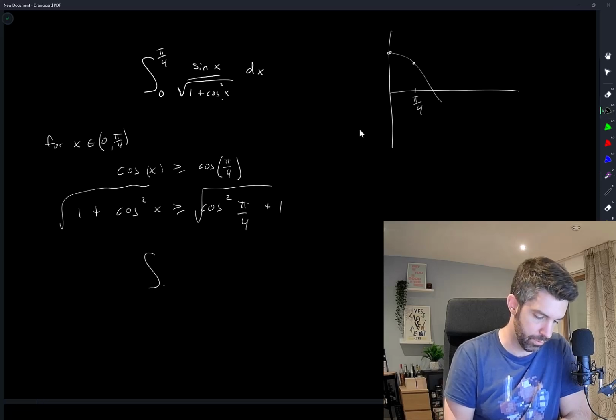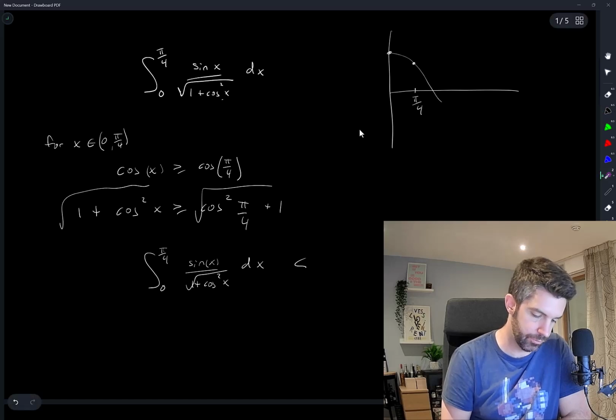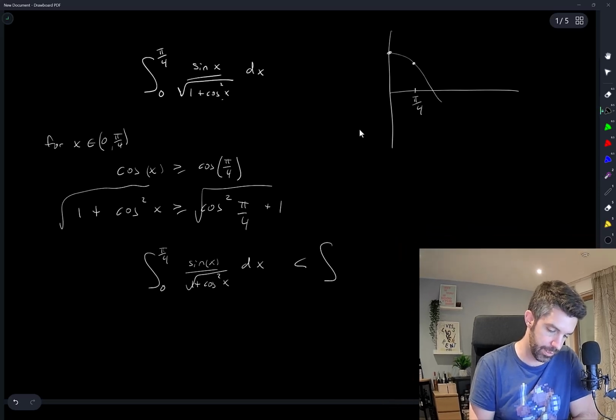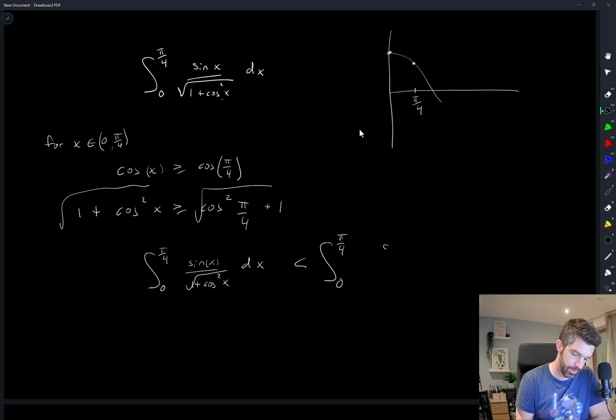So then I have the integral of sine x divided by the square root of 1 plus cosine squared x dx will be less than, and it's a strict inequality because this is an equality only when x is equal to pi over 4, and for the rest of the interval it's a strict inequality. So it does become a strict inequality here. The integral from 0 to pi over 4 of sine x divided by the square root of cosine squared of pi over 4 plus 1 dx.